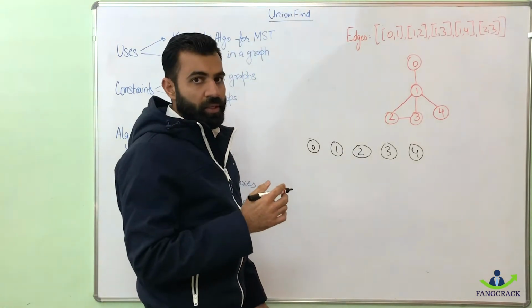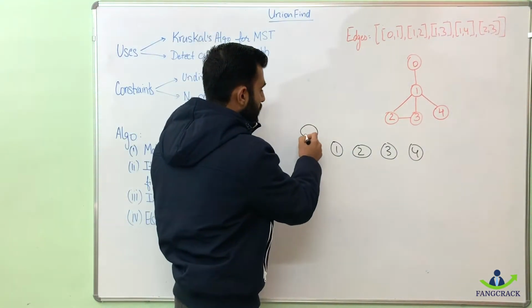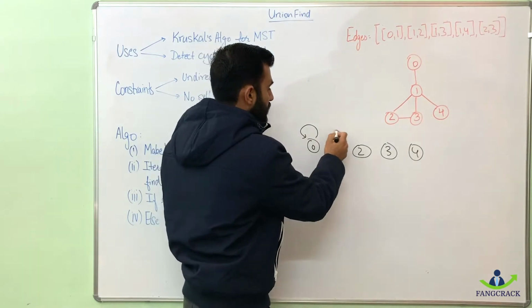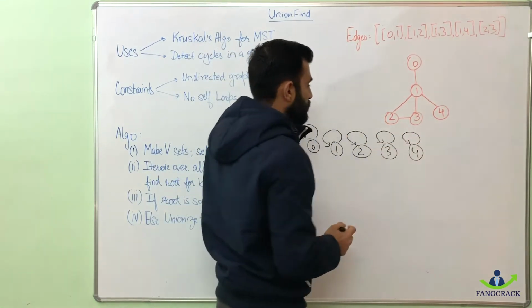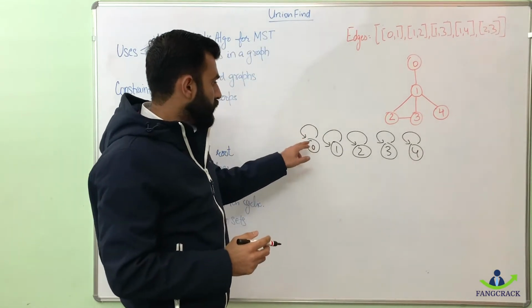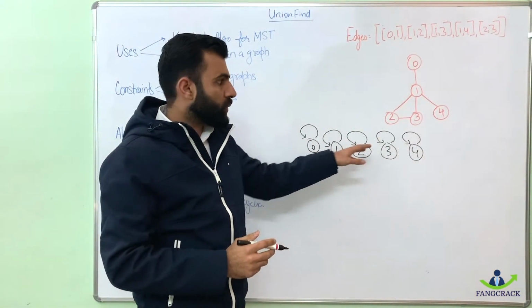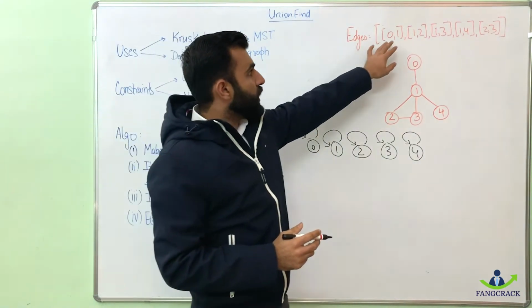And we said that in the beginning we are going to make every node its own parent, or its own root. So let's say this line represents the roots. So 0 is its own root, 1 is its own root, 2 is its own root, so on and so forth. Now let's iterate over the edges.